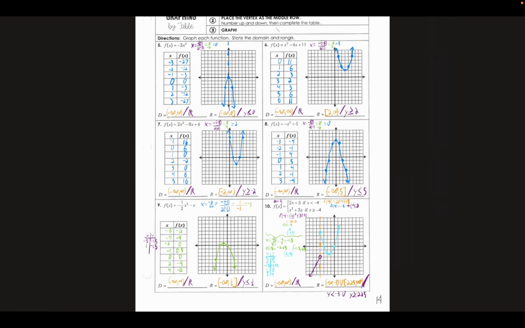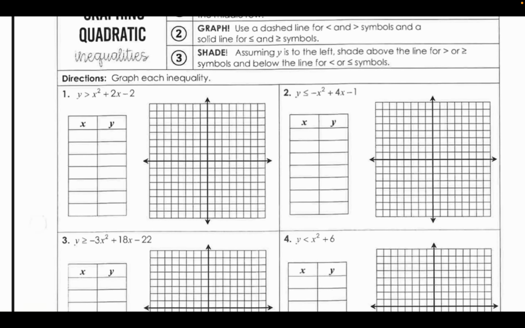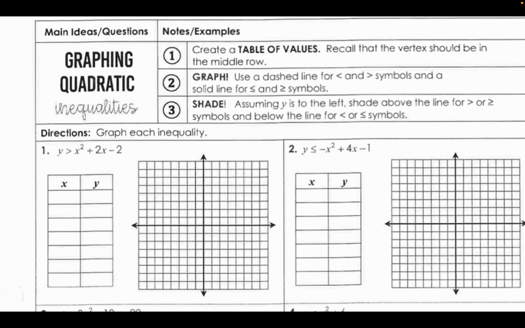Now we're going to move on to inequalities. And just like we noted for graphing absolute value inequalities, quadratic inequalities are going to be the exact same except for two differences. And it's the same two differences we had for absolute value inequalities. Those two differences are going to be the solid line versus dashed line, noting that we're using dashed lines for less than or greater than, and solid lines for less than or equal to and greater than or equal to. So if it has the or equal to, it's a solid line. Otherwise, it's a dashed line.